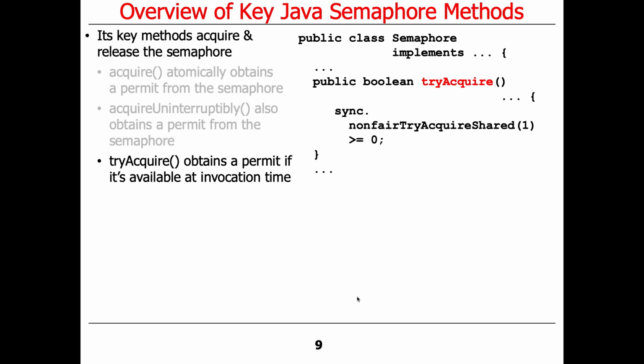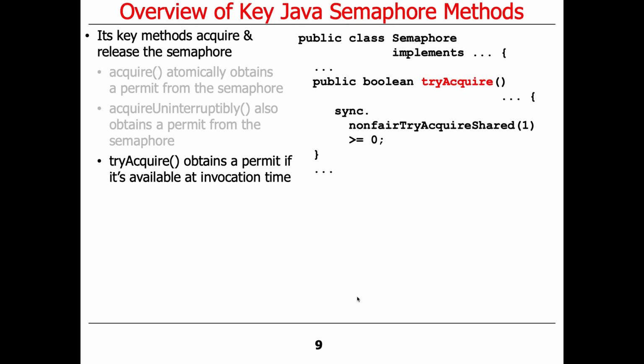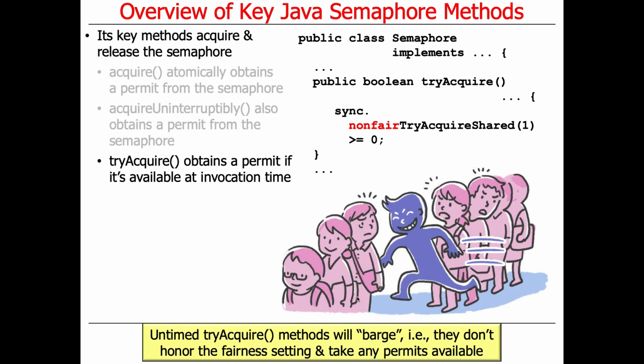Try acquire attempts to obtain a permit if it's available when you invoke the try acquire method. So what it's basically doing is it's a non-blocking call. So I should put a little icon here of my football player blocker with a red X through it. So this is non-blocking. This particular method is kind of funky.